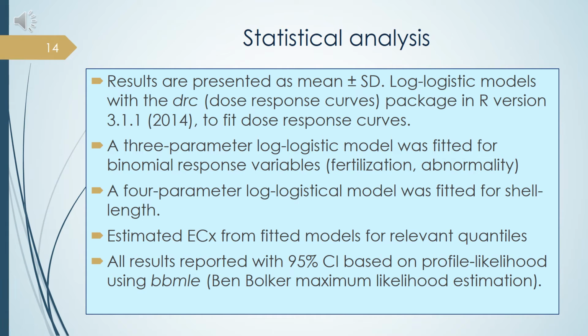So for the statistical analysis, the results are presented as a mean ± standard deviation. Log-logistic models with the DRC, or dose-response curves, package in R version 3.1.1 (2014) were used to fit dose-response curves. A 3-parameter log-logistic model was fitted for binomial response variables, those being fertilization and abnormality. A 4-parameter log-logistic model was fitted for shell length.